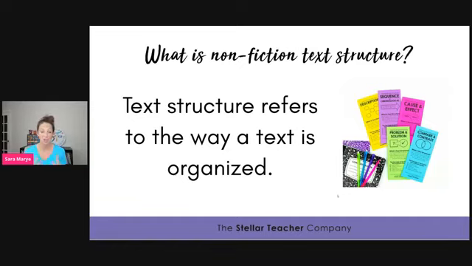A couple things to keep in mind. Sometimes authors can organize the text in more than one way. So while we a lot of times ask students to identify what is the structure of this text, sometimes authors will use 2 or 3 different text structures throughout, especially if it's a longer passage. So just making sure that students realize that authors can organize the text in a variety of ways, and sometimes they might see examples of both throughout the text.